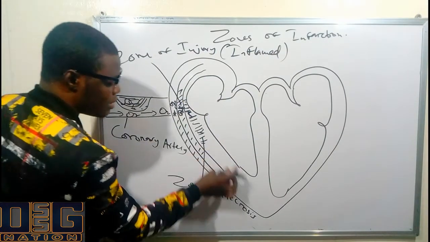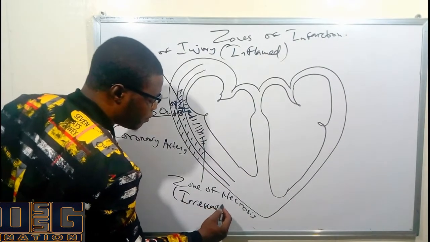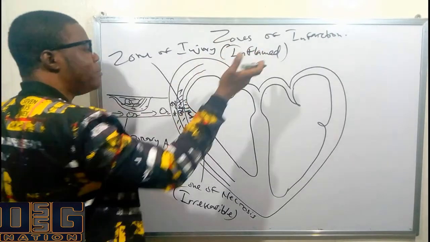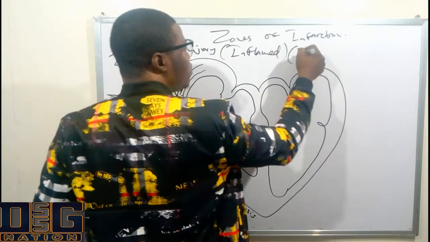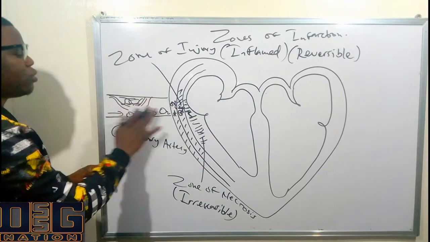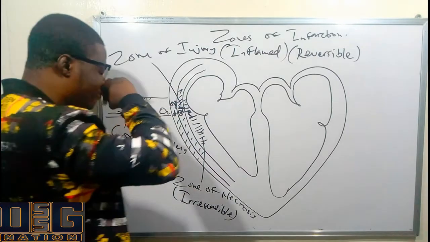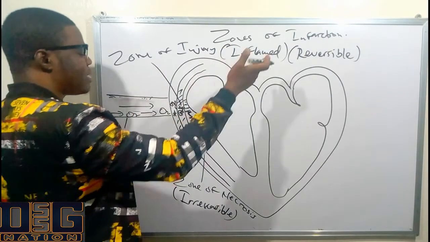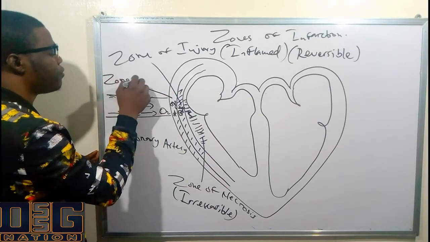Now, this zone of necrosis, they are irreversible. Once they are dead, they cannot come back to life. But for the zone of injury, they are only inflamed due to the deprivation of oxygen. So they can still be reversible. With adequate supply, they can still be reversible. Let's say this thrombus is broken down by thrombolytics. Thrombolytics is a kind of drug that works against thrombus. So they are going to come back to life. So they are reversible. So the first one here is called the zone of ischemia.